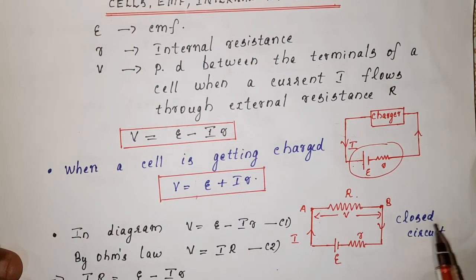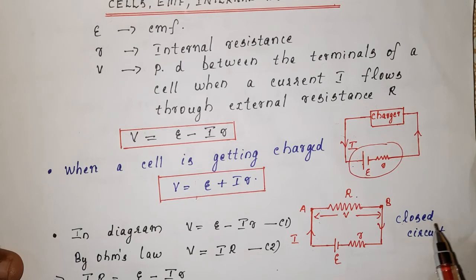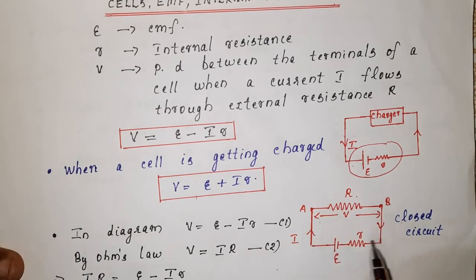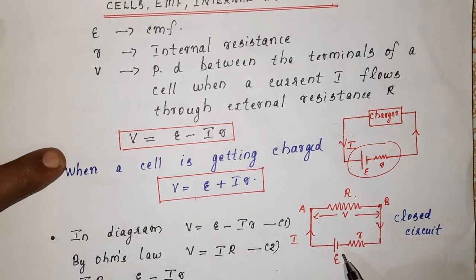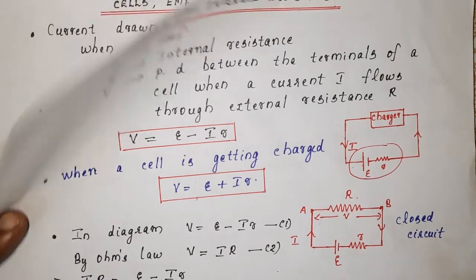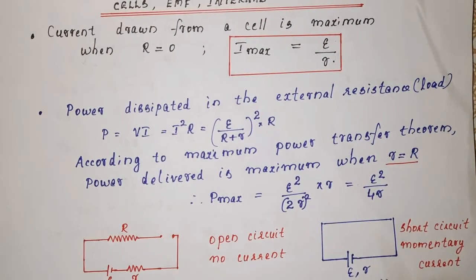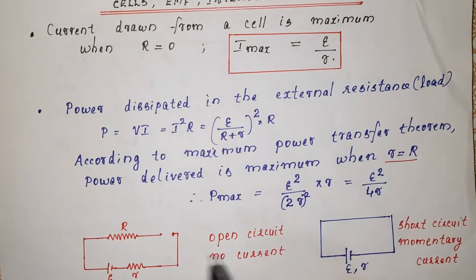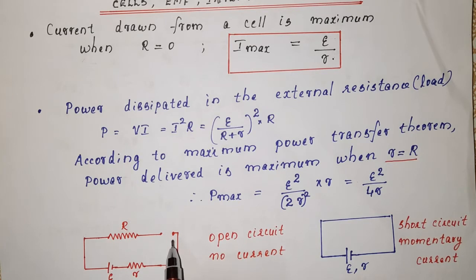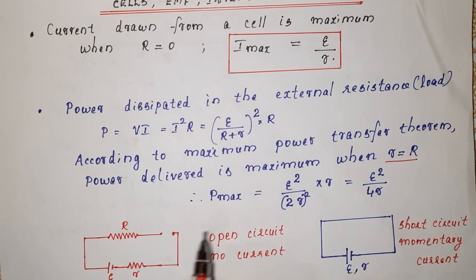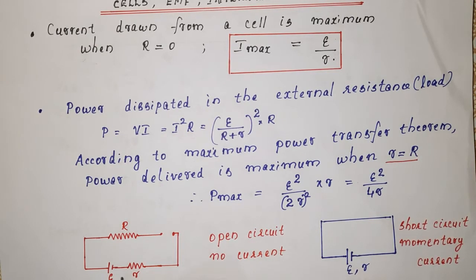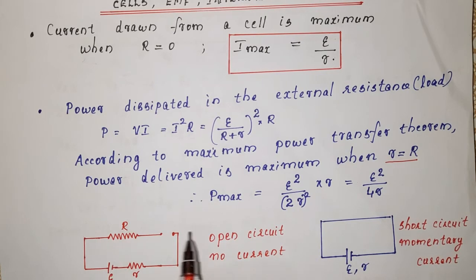Now here we have to note a term. I have written the term closed circuit. This circuit is called a closed circuit because current is flowing through the circuit. Now we have open circuit and short circuit. Open circuit means that here also external resistance is connected, but the circuit is not closed. It is kept open. The switch is not in the on position or the key is not closed. Such a circuit we call an open circuit, and current is not flowing.